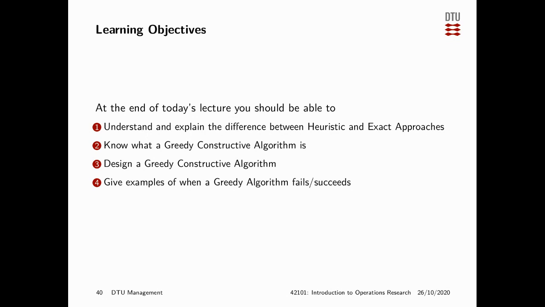And I would like you to be able to give examples of when a greedy algorithm fails or succeeds in finding the optimal solution. And we've seen an example today where the greedy algorithm finds you the optimal solution for something like the activity selection problem. And we've seen two cases where it fails.